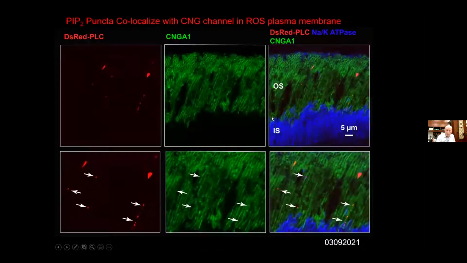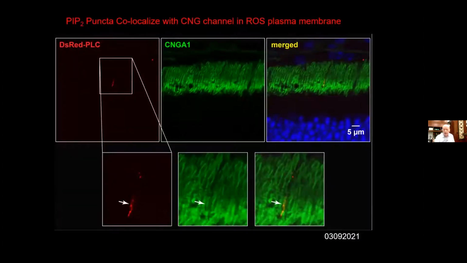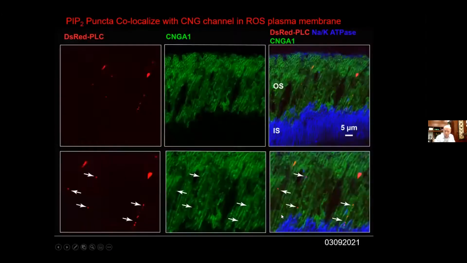And if we use a membrane marker, such as the cyclic nucleotide gated channel, we can see that there is PIP2 in the outer segment. It's not all over the outer segment. It's located in discrete patches within the plasma membrane, and we know it's in the plasma membrane because of the co-localization, as you can see clearly in this bottom panel here with the cyclic nucleotide gated channel. It's also present, and this is just showing more of that.